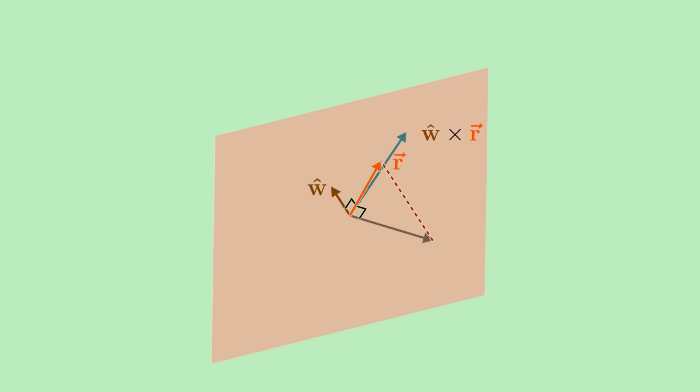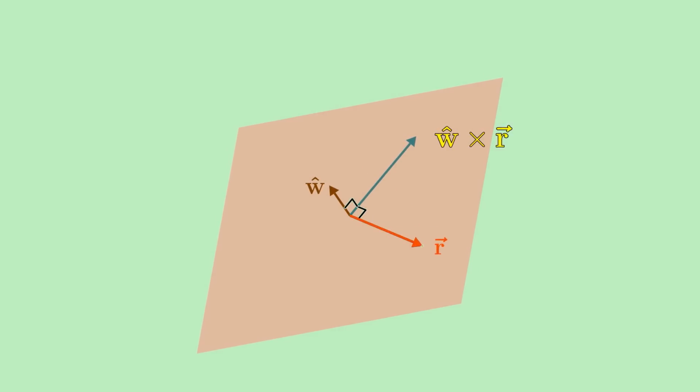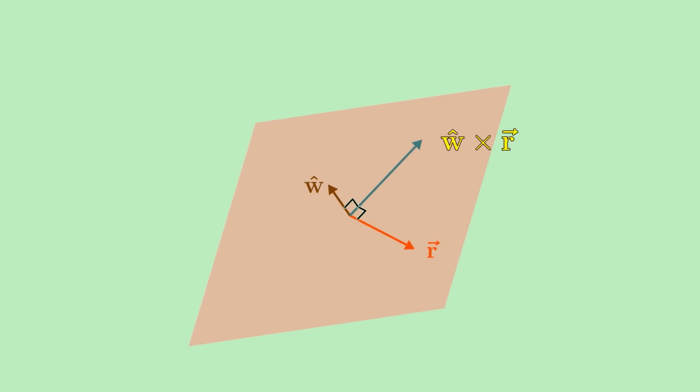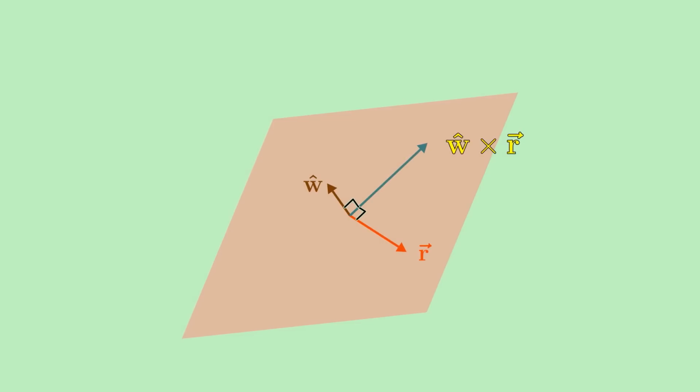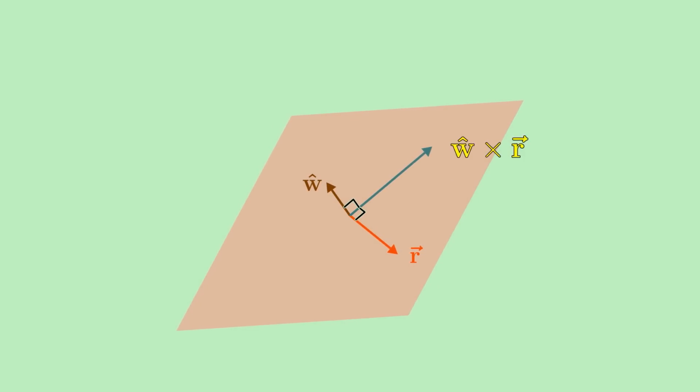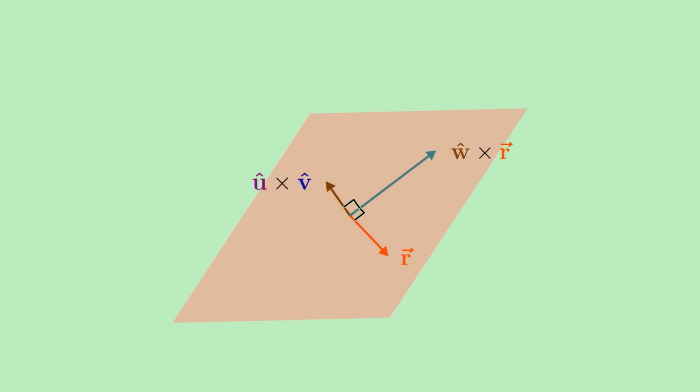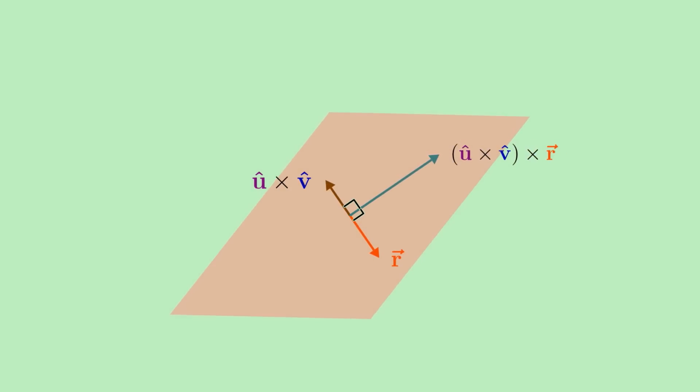Moreover, if R was not originally contained within the UV plane to start, the result will still be in the UV plane, but R will be scaled exactly as if it had been first projected onto the UV plane. So the cross product, W cross R, does exactly what we're looking for. It projects R onto the UV plane, and then rotates it 90 degrees in the direction from U toward V. Now remember that W is really just an alias for the cross product of U and V. So really, we found that the triple cross product, U cross V cross R, performs the projection rotation we want.